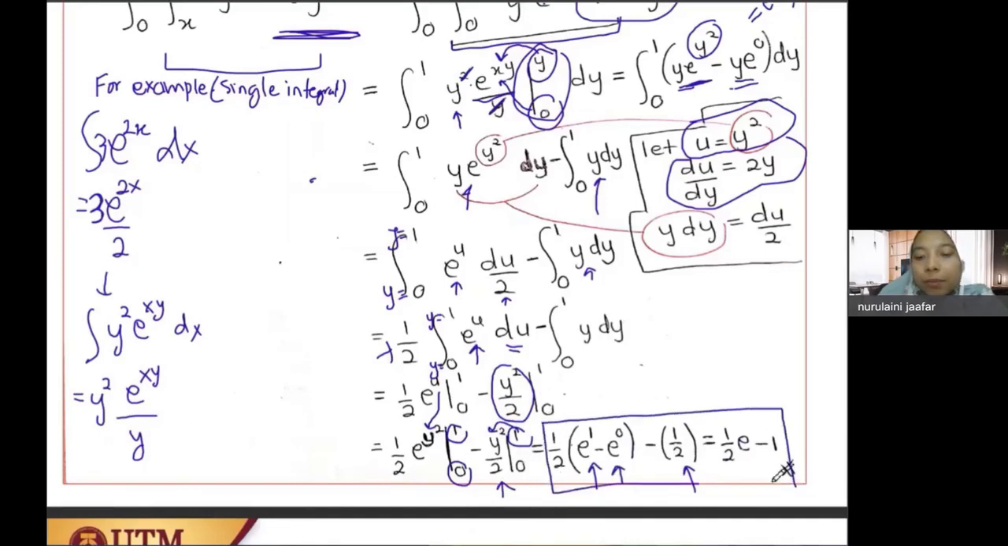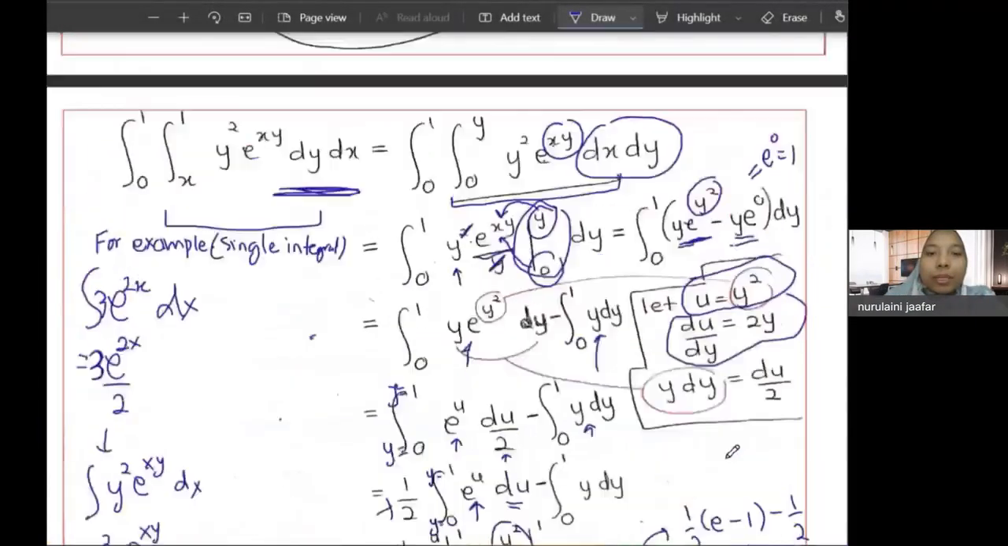After that, simplify. Let us see what we get. 1 over 2 e minus 1, minus 1 over 2. And then 1 over 2 e minus 1 over 2 minus 1 over 2. So we get 1 over 2 e minus 1. So we get this. So I repeat again.